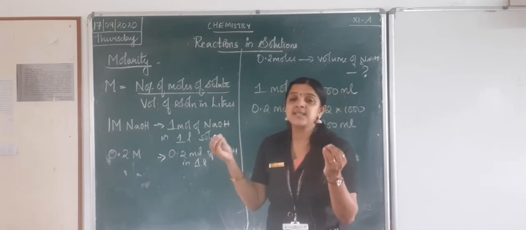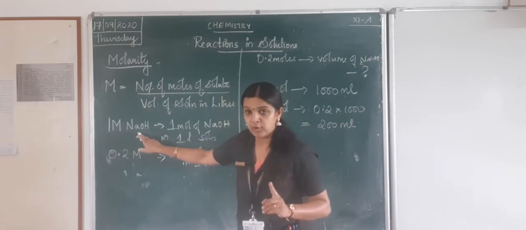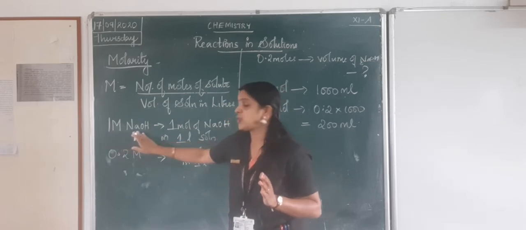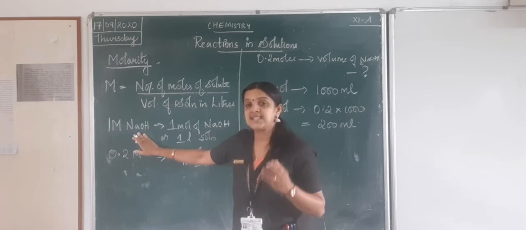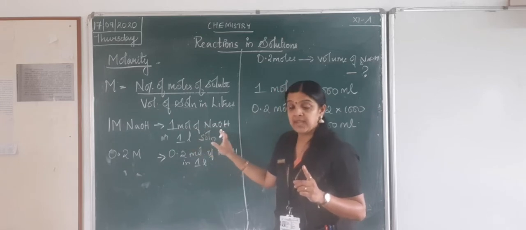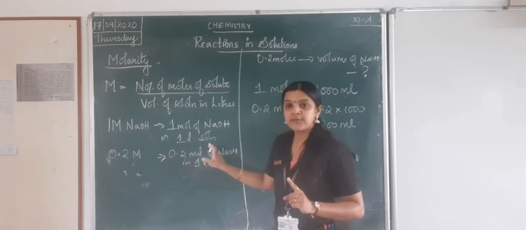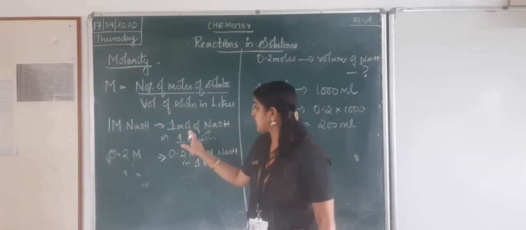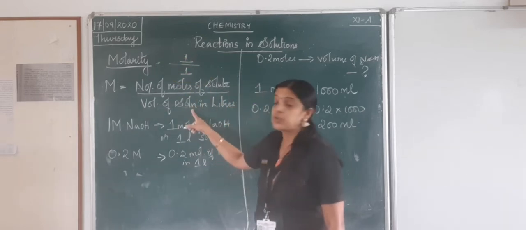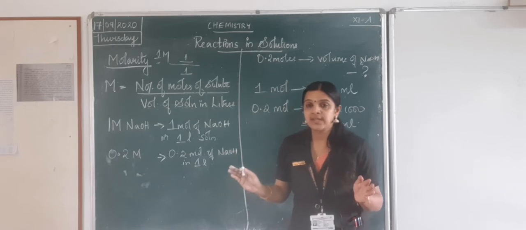Now, let us consider a simple example. I have 1 molar of sodium hydroxide. Please listen very carefully. I have 1 molar solution of sodium hydroxide. What does it mean? It means I have 1 mole of NaOH which is dissolved in 1 liter of solution. That is giving my molarity. That is, I have 1 mole of NaOH which is divided in 1 liter of my solution, which will be giving 1 M of sodium hydroxide. You are able to understand me, children?